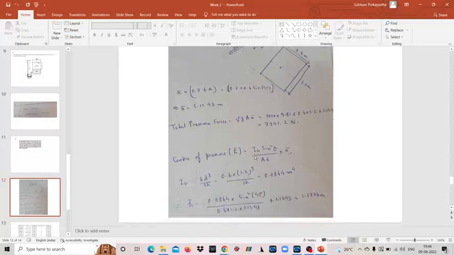And what is the expression for center of pressure? The expression for center of pressure is Ig sine squared theta by A x dash, plus x dash. So this is a very standard expression. What is Ig? Now this is very important. Ig is the second moment of area or the moment of inertia. So these surface properties are very important.